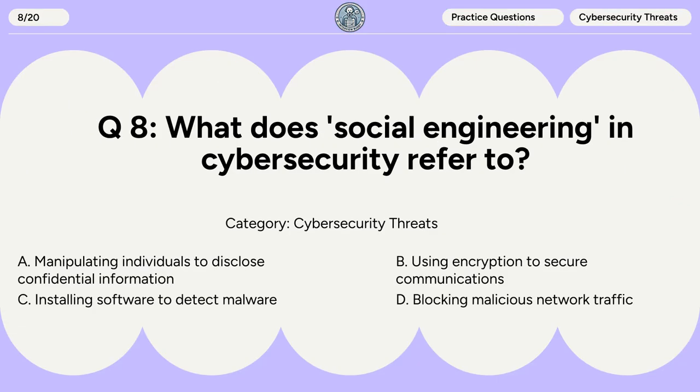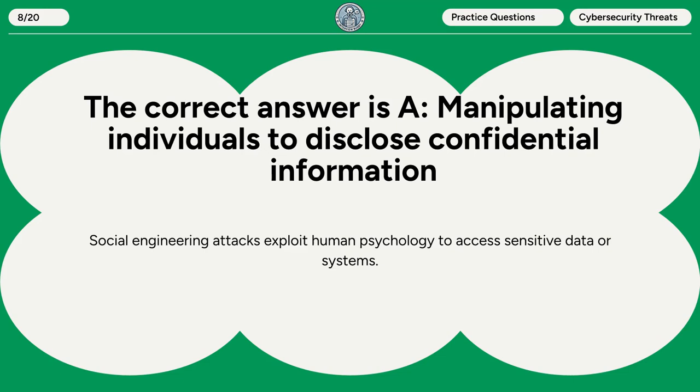Question 8. What does social engineering in cybersecurity refer to? A. Manipulating individuals to disclose confidential information. B. Using encryption to secure communications. C. Installing software to detect malware. D. Blocking malicious network traffic. The correct answer is A. Manipulating individuals to disclose confidential information. Social engineering attacks exploit human psychology to access sensitive data or systems.